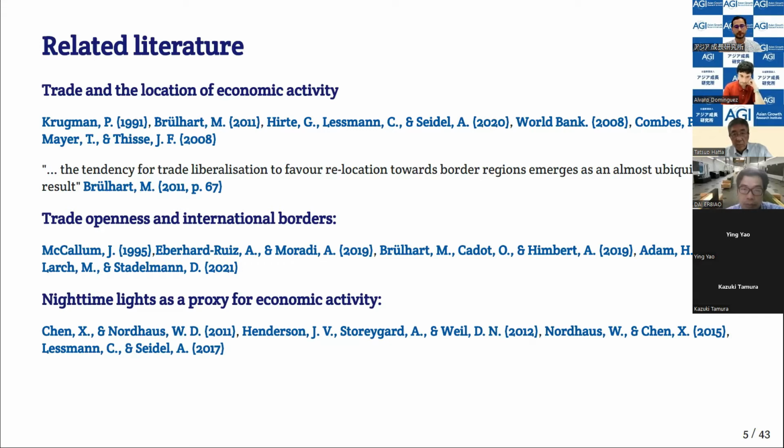So there is this kind of literature that tries to emphasize the importance of trade openness and the location of industries, the location of factories, the location of cities themselves near those borders. And moreover, because I'm going to talk about night lights as a proxy for economic activity, I will talk a bit about some of these papers that you see here in the bottom of the slide.